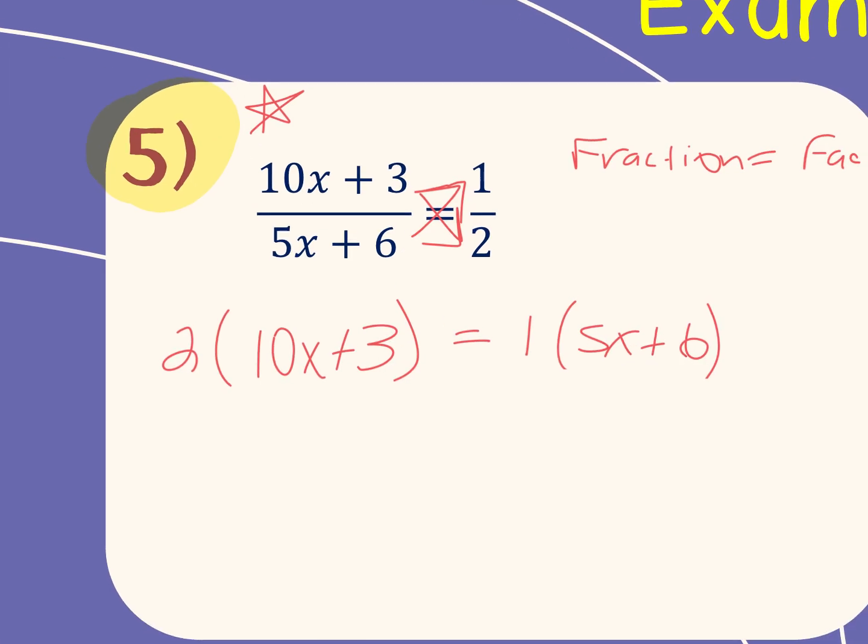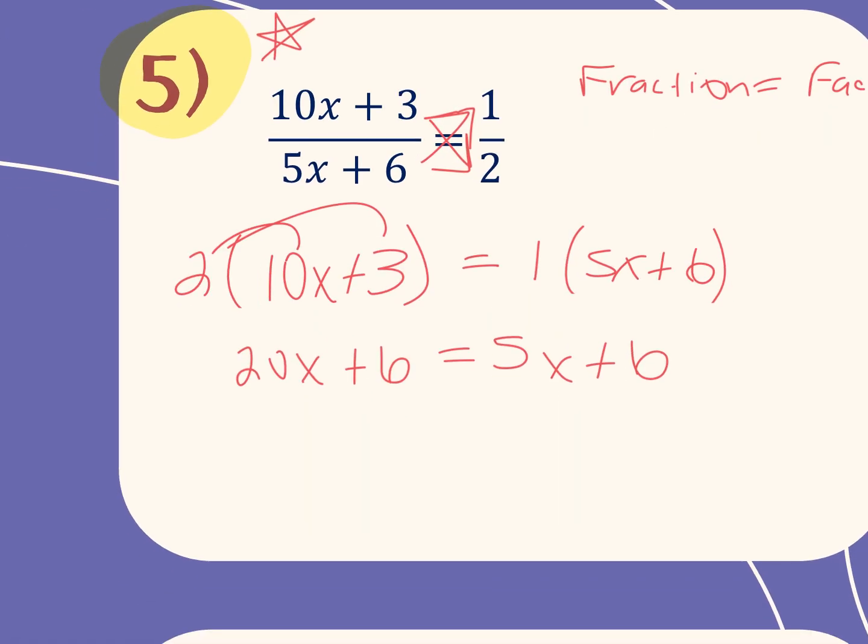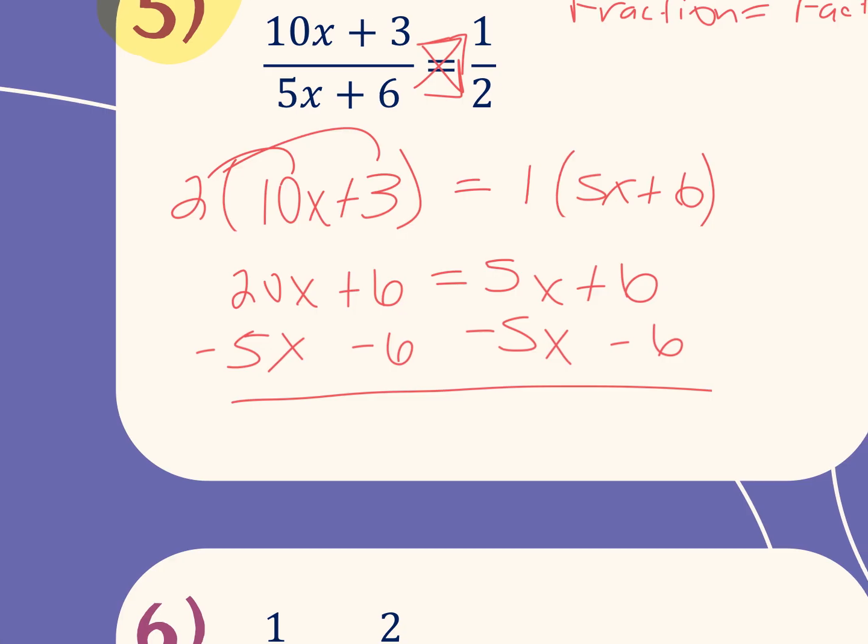So what do I do now? I distribute. So this becomes 20x plus 6 equals 5x plus 6. You guys agree? Okay. So how do I solve? I'm going to subtract 5x from both sides, and then I'm going to subtract 6 from both sides. What's 20x minus 5x? 15x equals what? 0, okay.